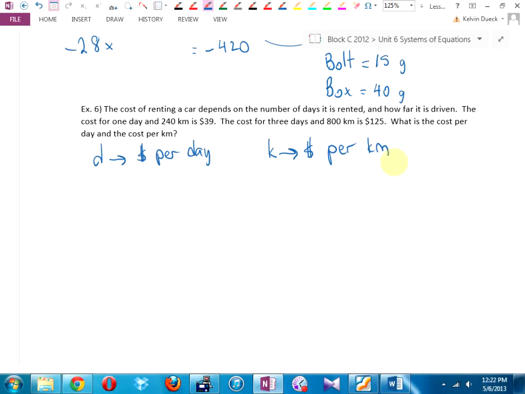I think that first sentence doesn't actually have an equation in it. I think that's the setup. It's saying, you know what? How much it costs depends on the number of days and how far it's driven. So, Sam, start reading the second sentence beginning with the word "the." "The cost for 1 day." Stop. 1 day. D.